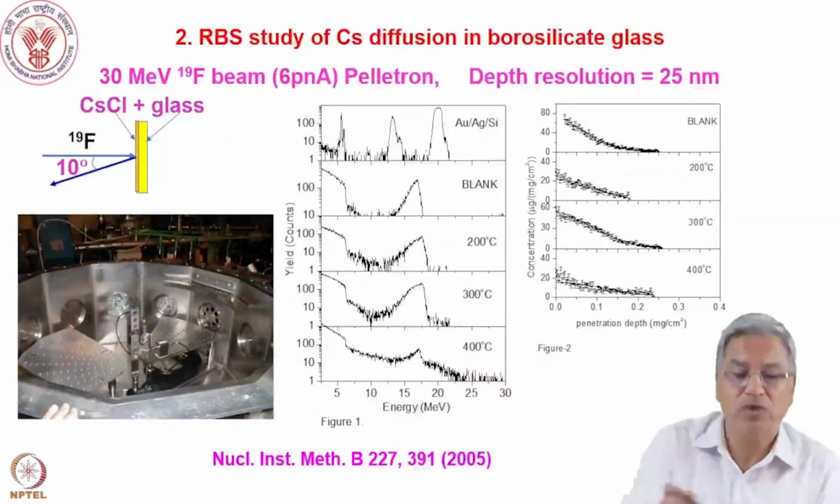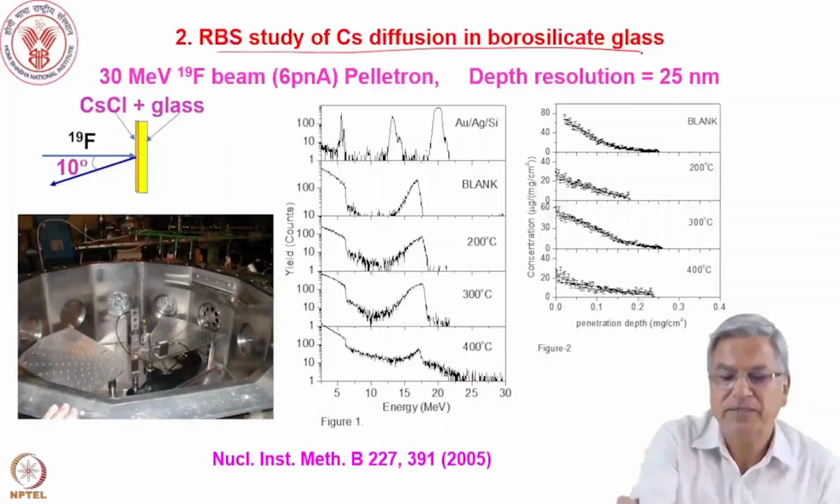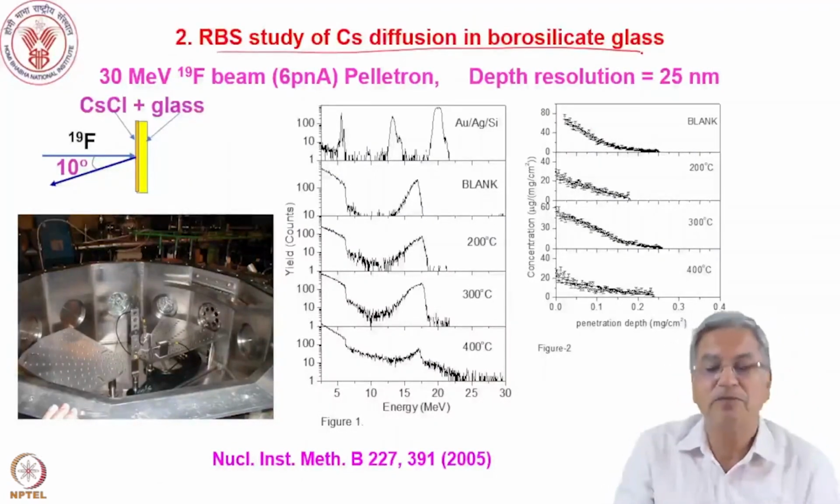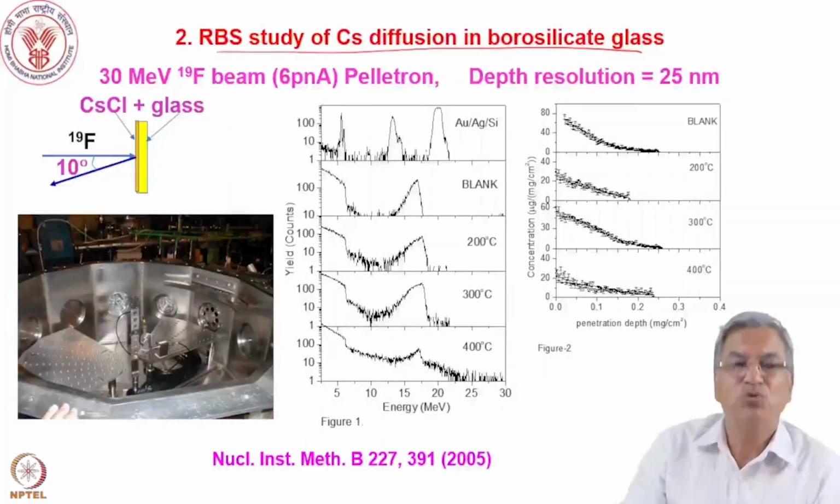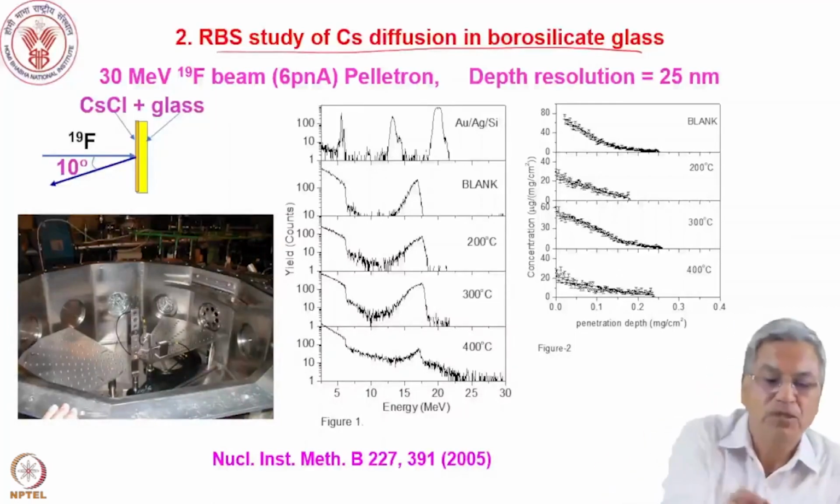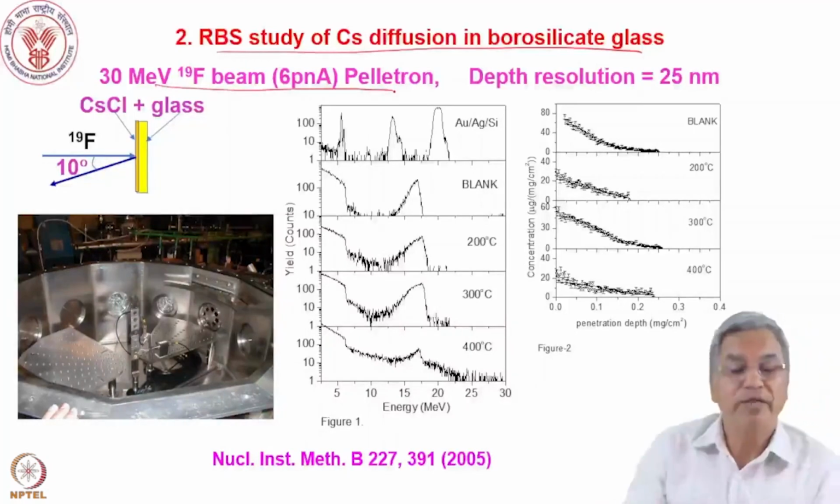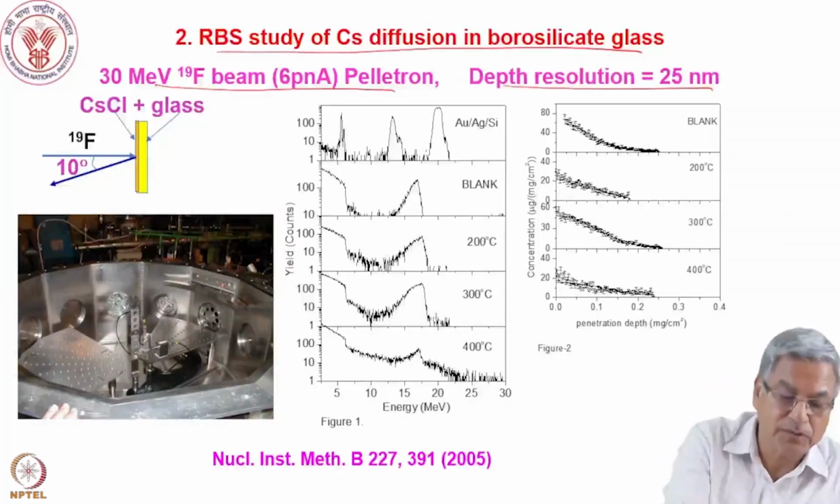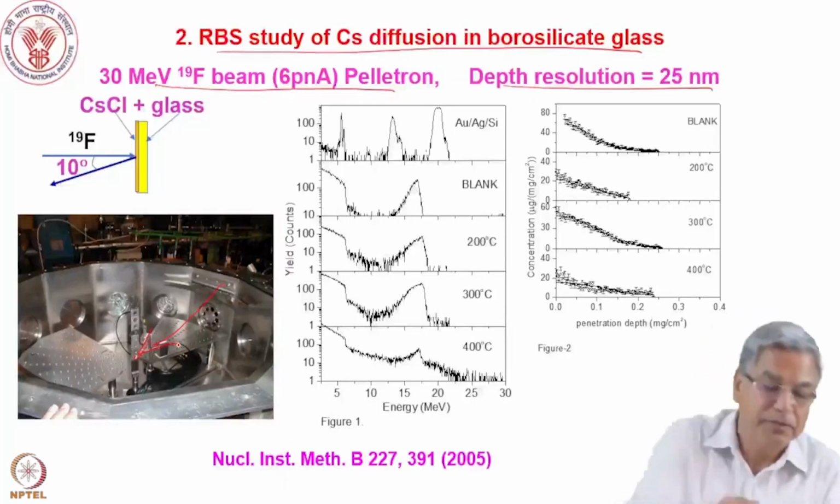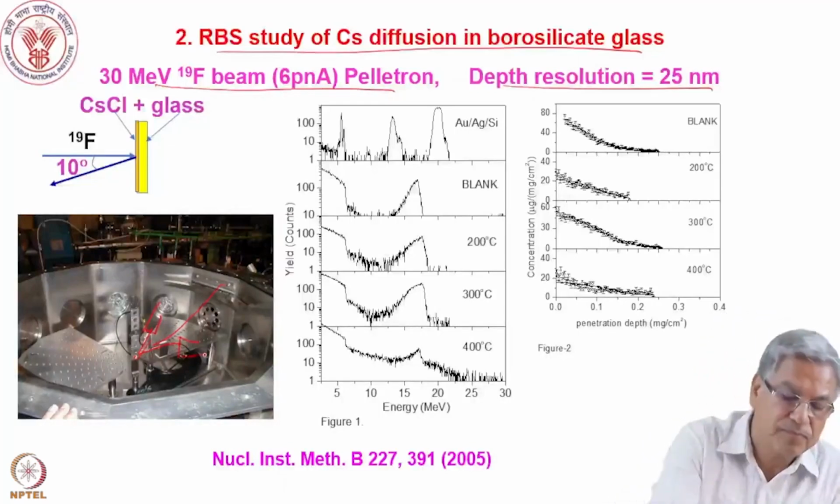Similarly, another experiment was Rutherford backscattering spectrometry of cesium diffusion in borosilicate glass. These borosilicate glasses are used for immobilization of the high level waste at our department. So you want to have higher resolution, and we used a fluorine-19 beam, 6 pnA. The resolution was 25 nanometer. So this is the typical experiment. The beam comes from here, hits the target, and then the backscattered fluorine beams are measured by 2 detectors.